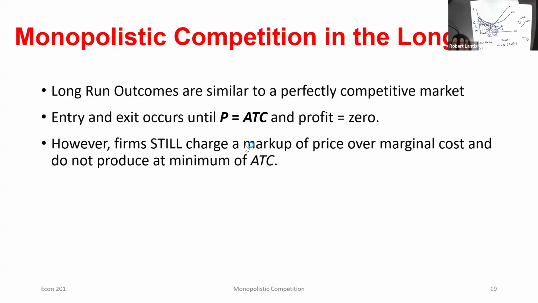But I've got some animations that'll kind of walk us through this as well. So in the long run, firm entry and exit will still push price to be equal to average total cost for these firms, and we'll still have profits of zero. Now we're still going to see that there's a markup, and I'll point this out in our graphs. The price is going to be above the firm's marginal cost, and they're not going to get to that long run equilibrium point of a perfectly competitive market, which is at the very lowest point of the average total cost curve. They're going to actually be up on the portion of the average total cost where it's still decreasing.